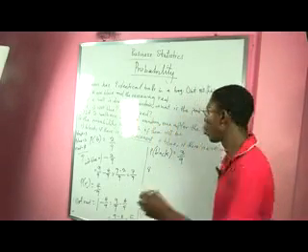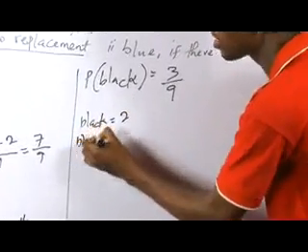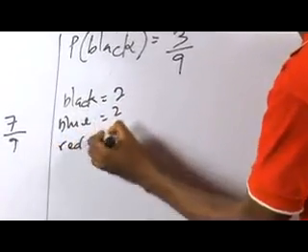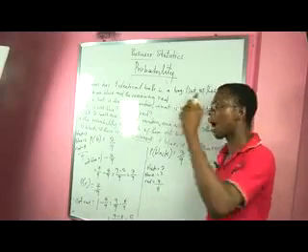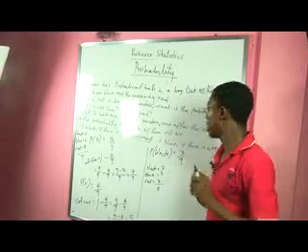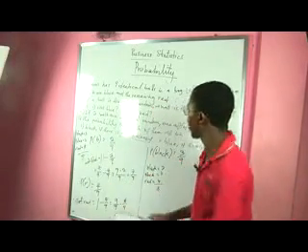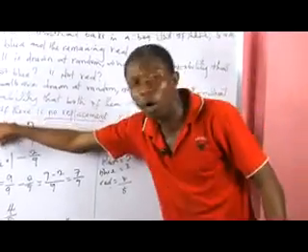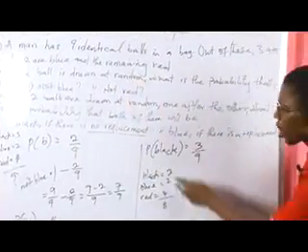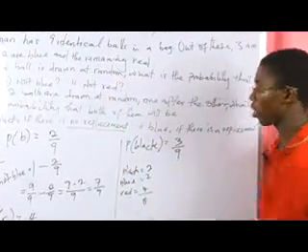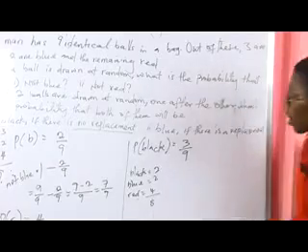So what I will now have is: black is 2, blue is still 2, red is 4, and my total ball is now 8, because I picked a ball and did not replace it. Now, what is the probability that I will pick the second ball and the second ball will still be black? Because the question says what is the probability of both being black? It is 2 out of 8, no longer 3 out of 9, because my black balls have reduced to 2 and my total to 8.